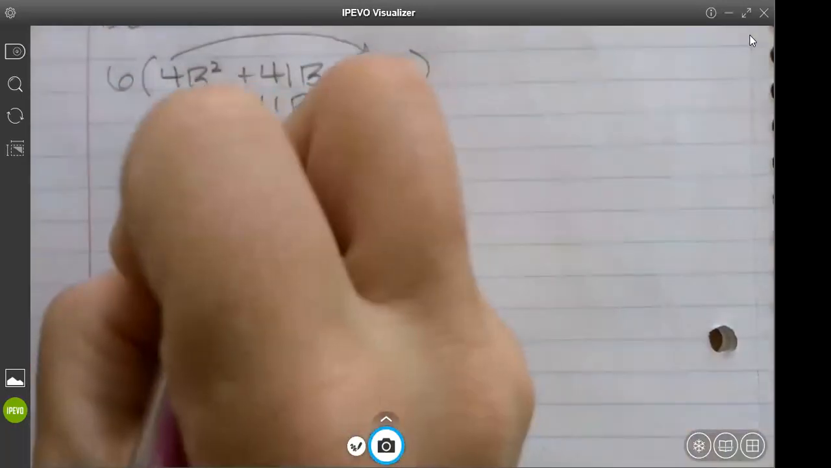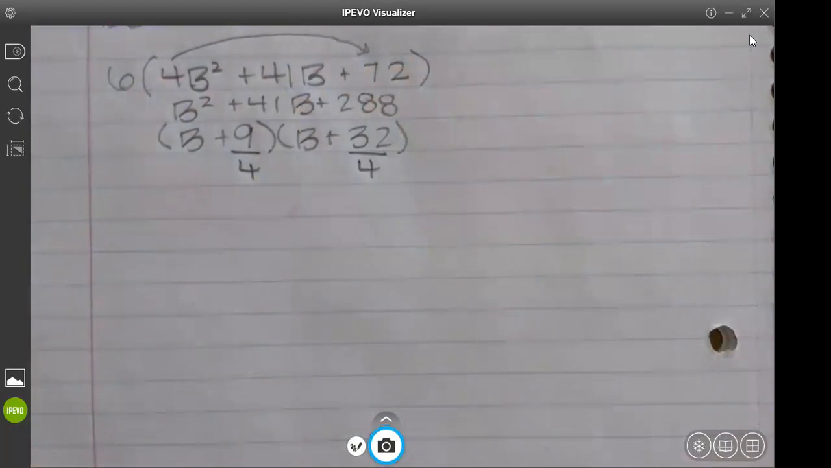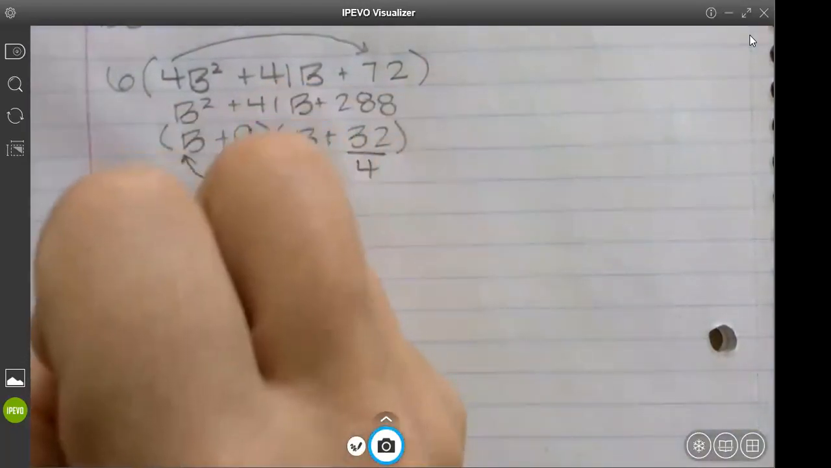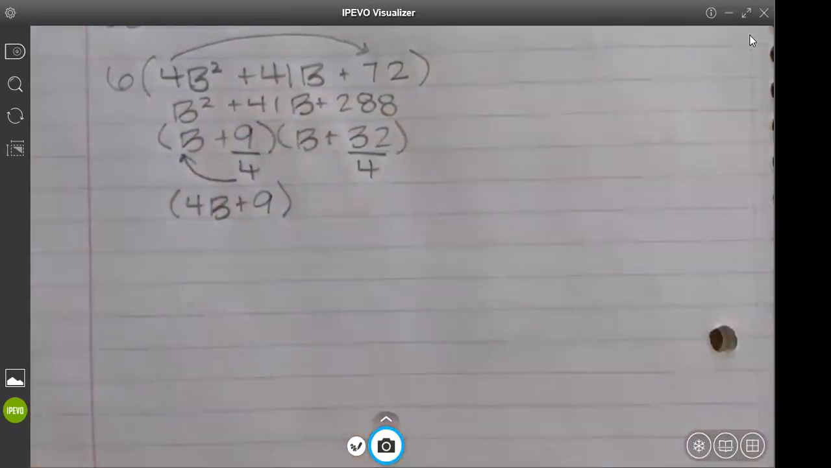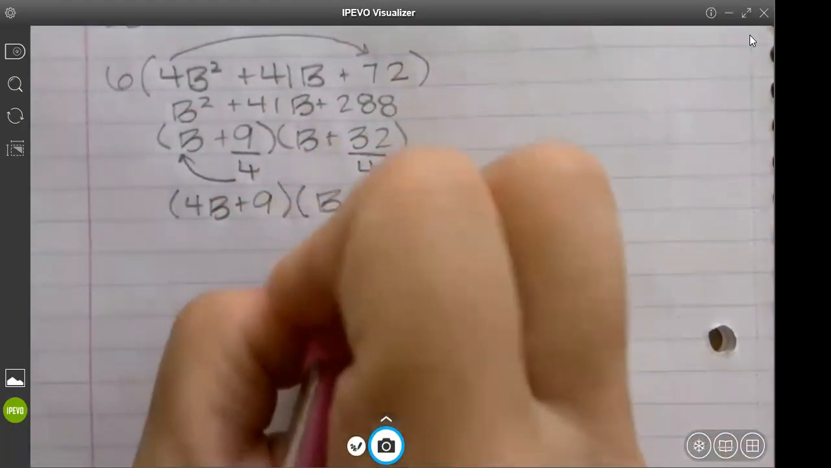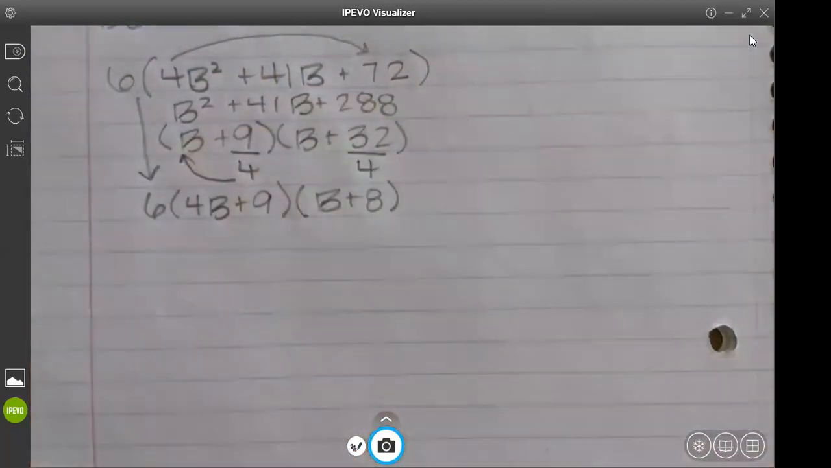I slid the 4, so now I need to divide by 4. If you put it in your calculator, 9 over 4 will not reduce, so we just slide the 4 up. 32 divided by 4 is 8. Don't forget to bring down your GCF.